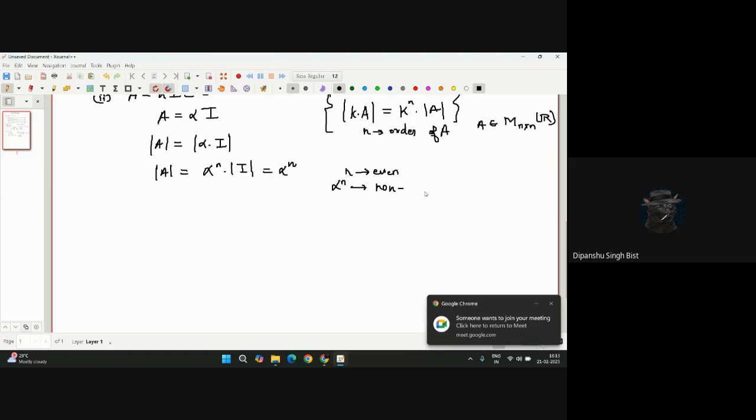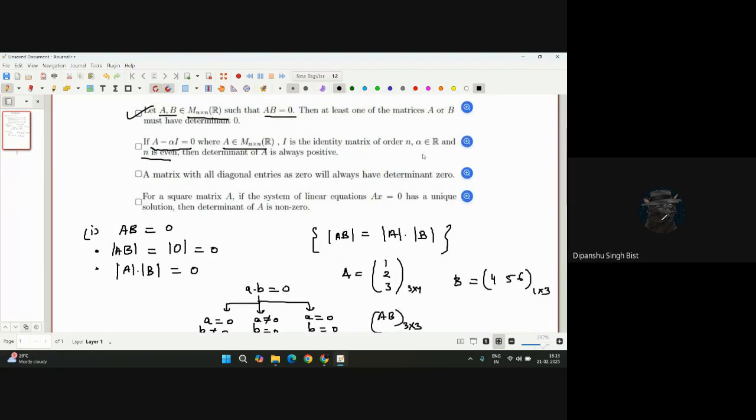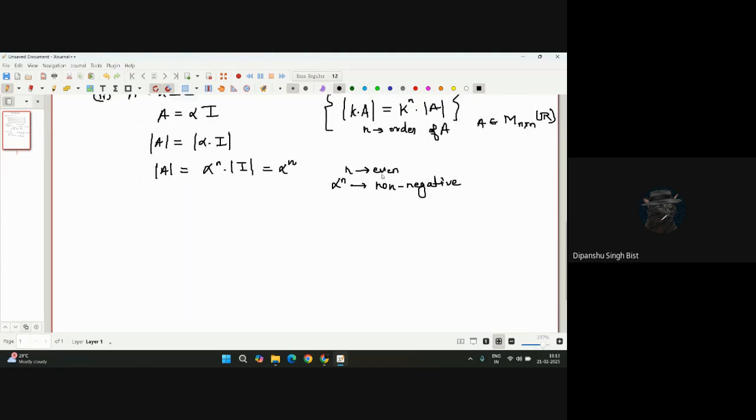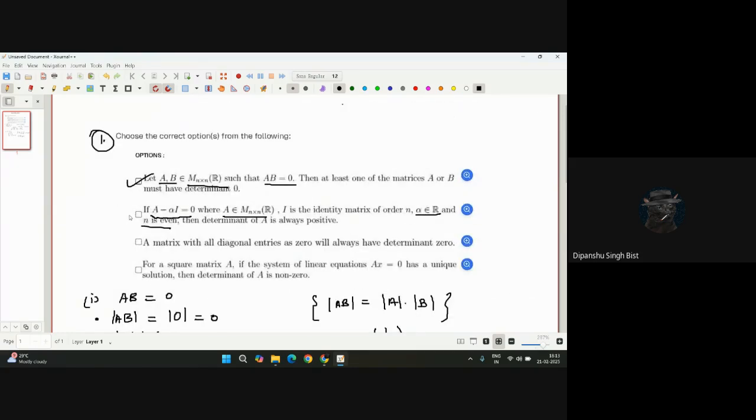Given alpha is real. We are not dealing with complex numbers, so we are assuming alpha to be real, and it says alpha is real. So alpha to the power n is going to be non-negative, because it can be 0 or it can be greater than 0. So yes, the second option is also correct.